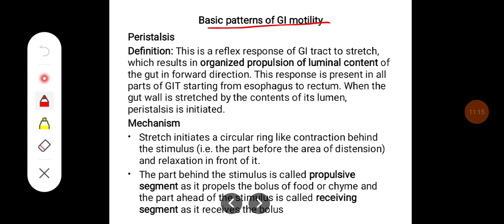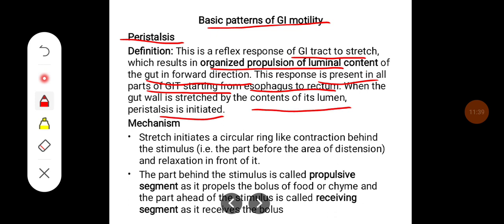Basic patterns of GI motility. The first one is peristalsis. So this is a reflex response of the GI tract to stretch, which results in organized propulsion of luminal content of gut in a forward direction. This response is present in all parts of GIT starting from esophagus to rectum. When the gut wall is stretched by contents of its lumen, peristalsis is initiated.